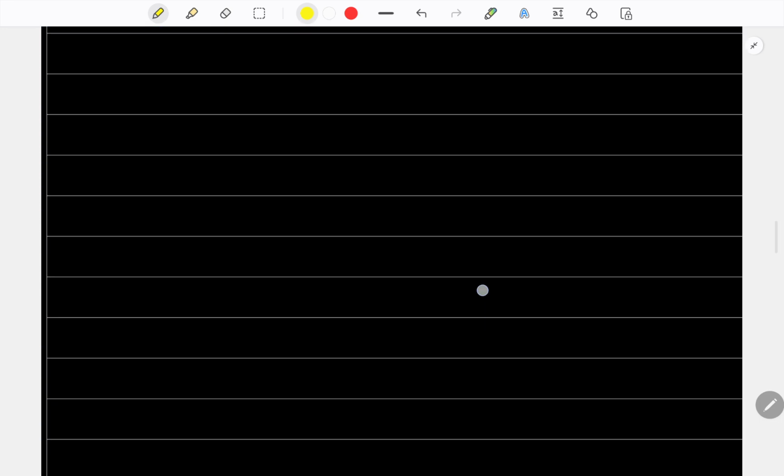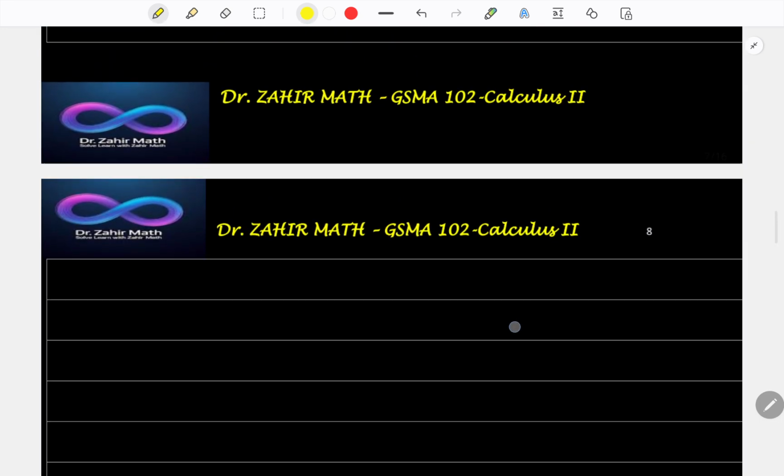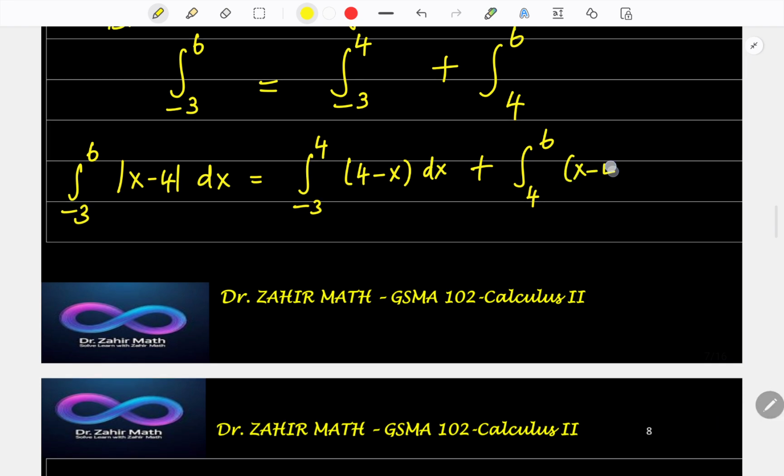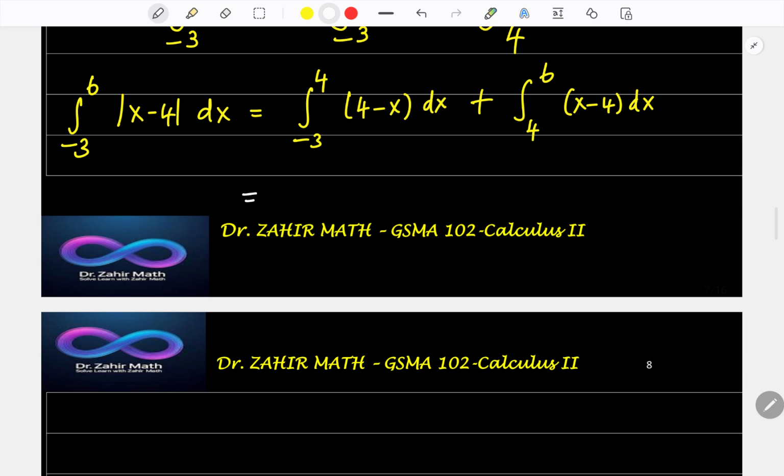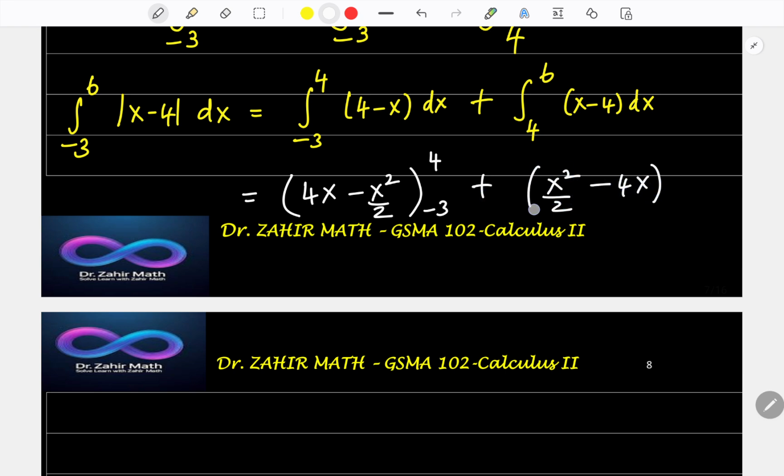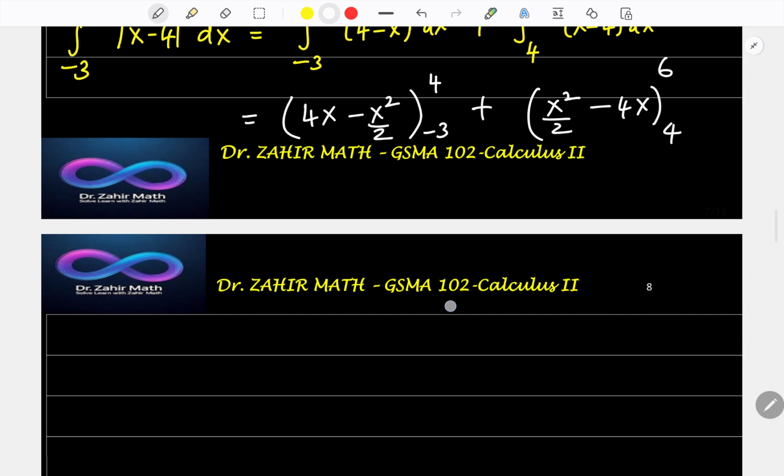So 4 to 6, what is it? x minus 4 times dx. Right, so we are going to integrate this one. Very, very easy. The integration of 4 is 4x. Minus x gives x square by 2. The limits are minus 3 to 4. Plus this is x square by 2 minus 4x, with limits 4 to 6.